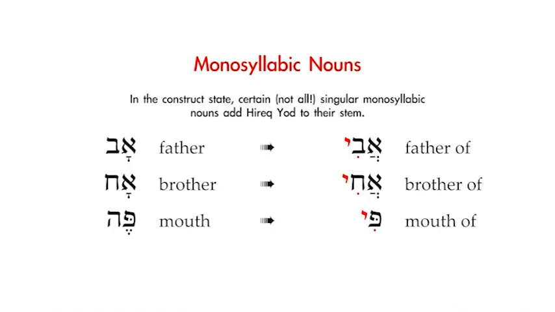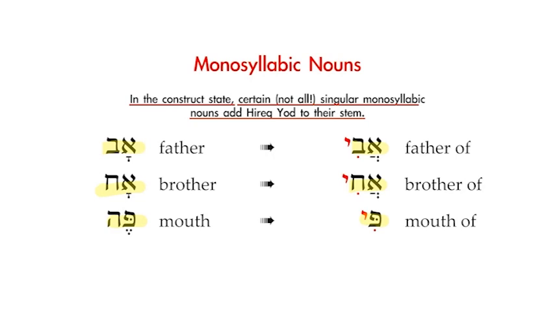We now turn our attention to monosyllabic nouns in the construct state. Read along with me. In the construct state, certain but not all singular monosyllabic nouns add hireq yod to their stem in the construct state. So let's look at our examples together. We have av, ach, and peh, father, brother, and mouth. Notice that in the construct state, avi, achi, and pi, each of the nouns now ends with a hireq yod.